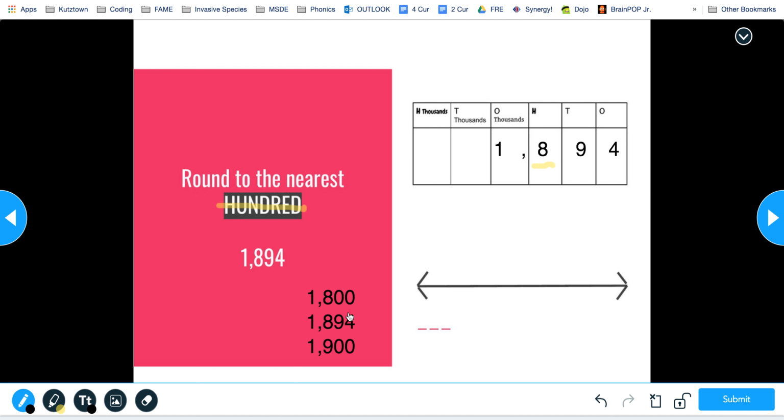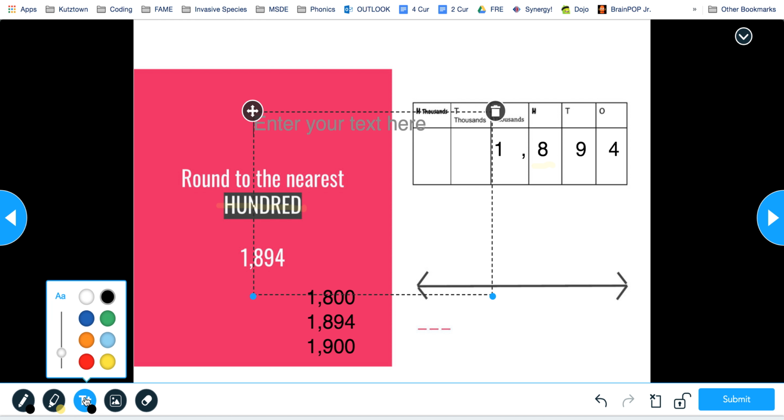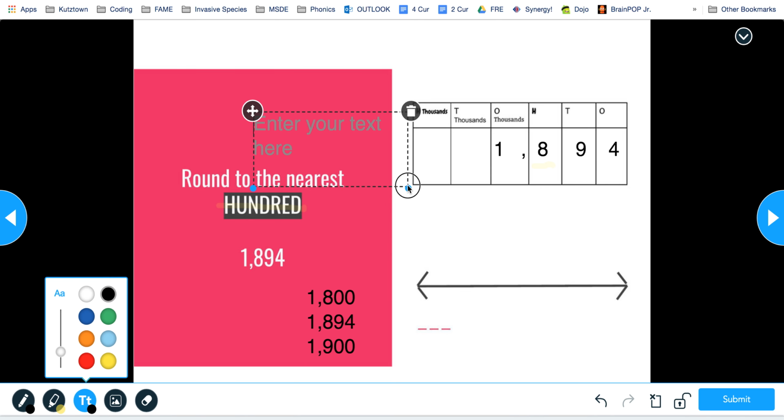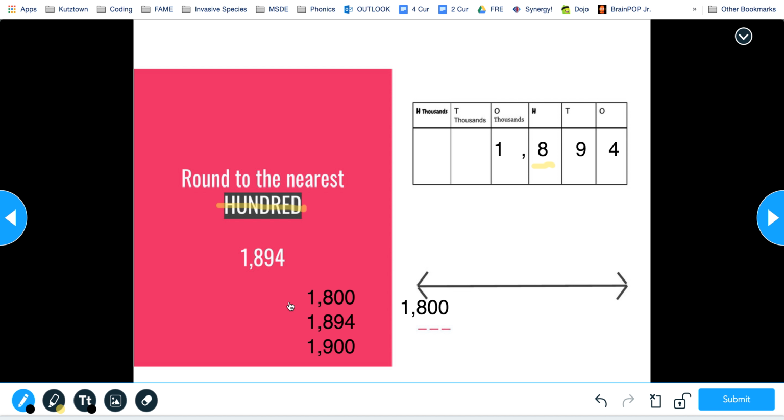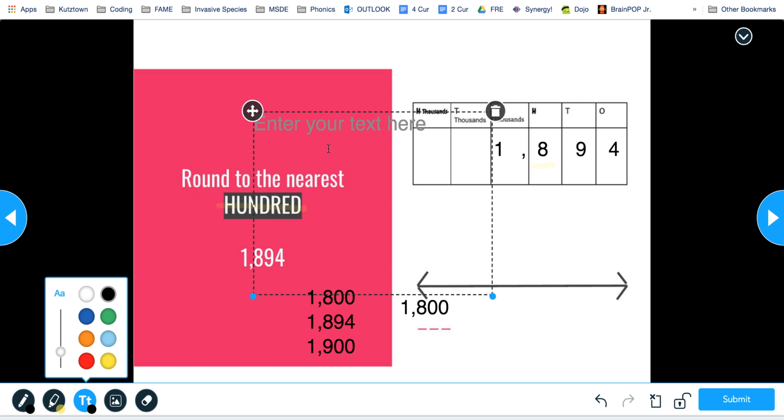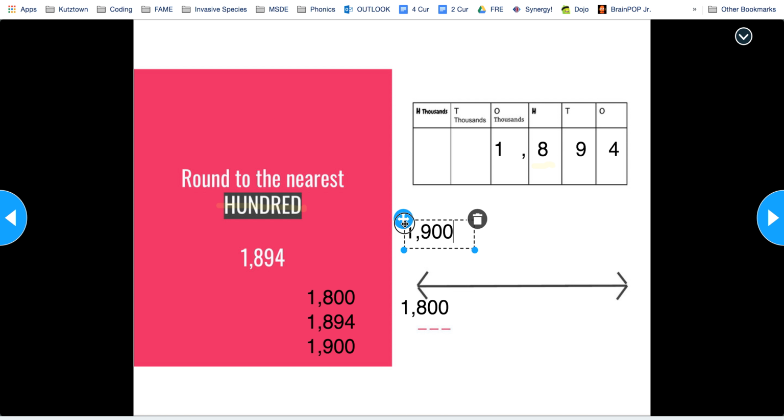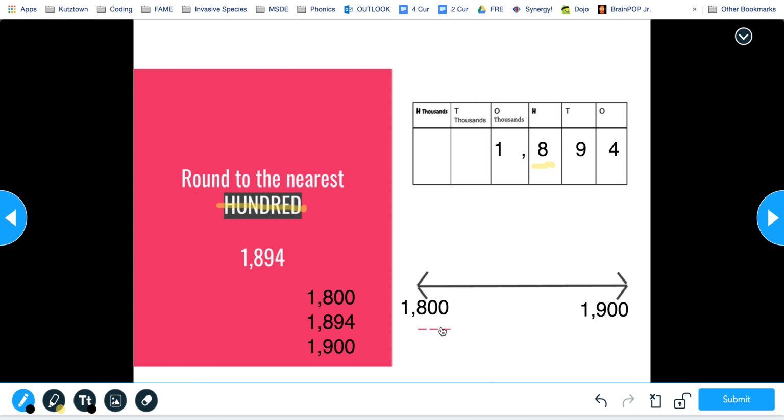Now that I have this in vertical form, just to show you a different perspective, let's also put it on our number line. So I'm either rounding to 1,800 or I'm rounding to 1,900. Rounding to our hundreds seems to be a little bit more precise than rounding to our thousands. 1,800 or 1,900. Which hundred do I round to?